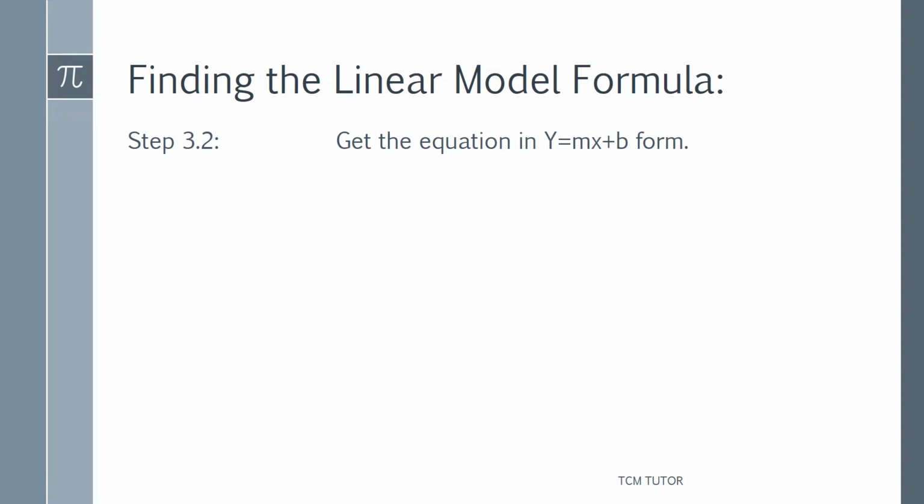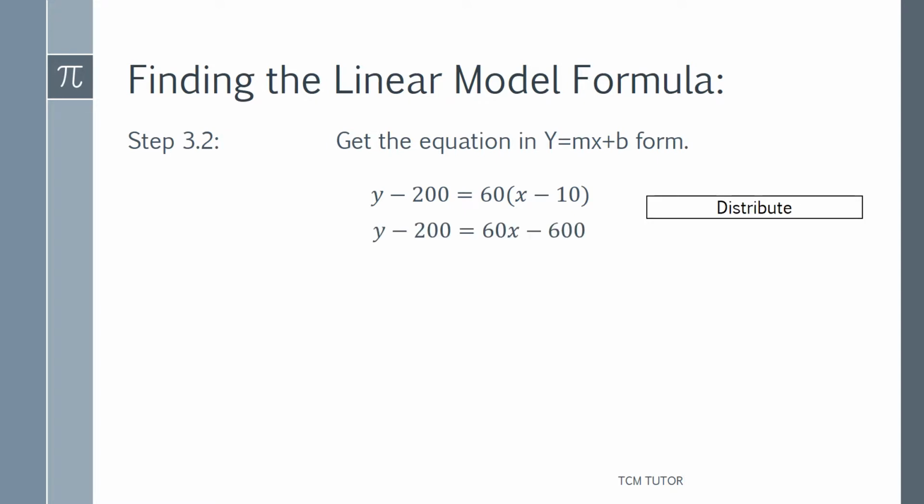So now we got to get the equation in y equals mx plus b form. The equation we had on the other slide was y minus 200 equals 60, open parentheses, x minus 10, close parentheses. We got to distribute. So that'll make it y minus 200 equals 60x minus 600, because 60 times x equals 60x, and 60 times negative 10 equals negative 600.